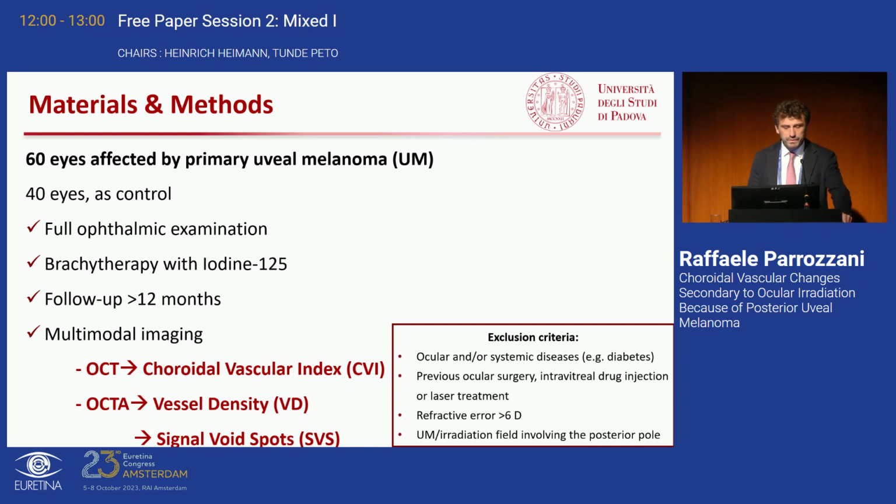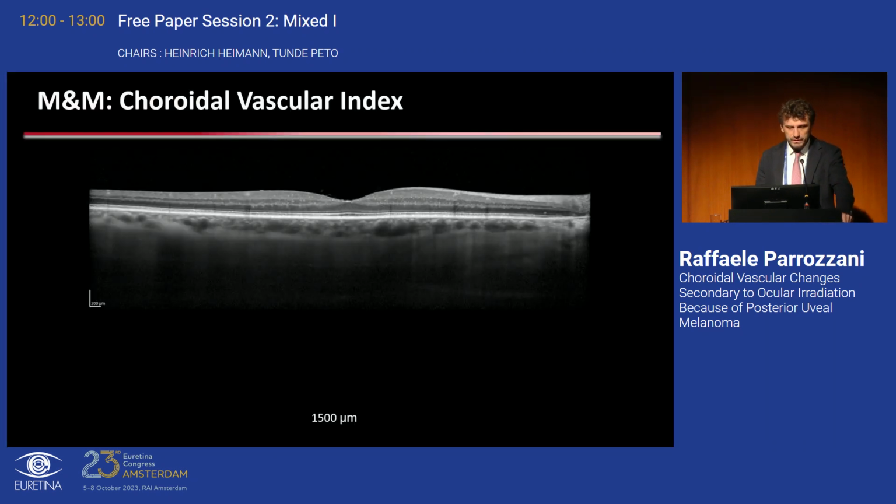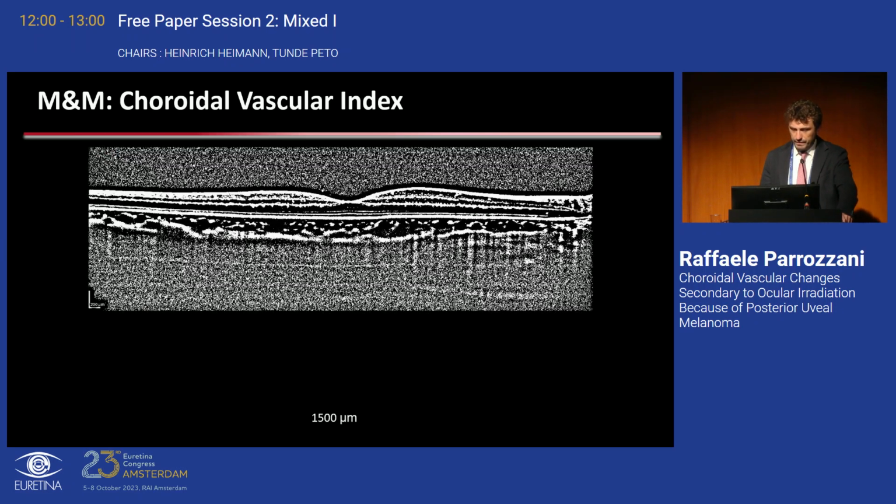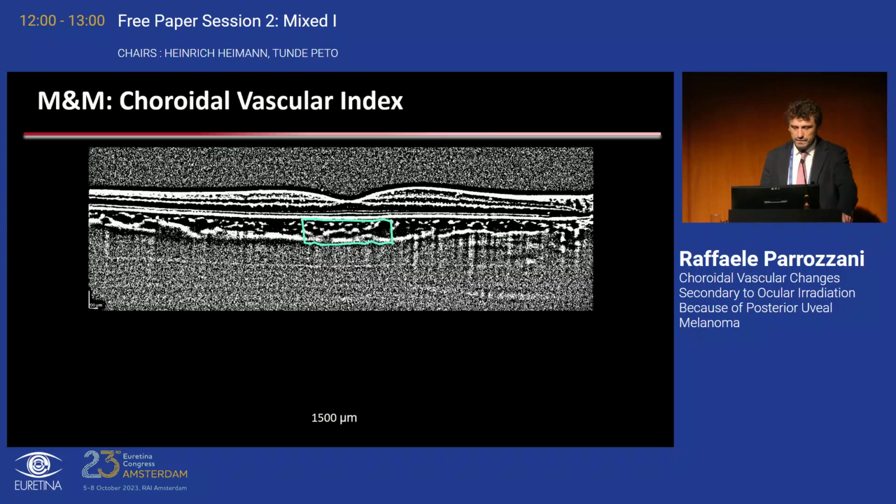Each patient underwent full ophthalmologic examination and brachytherapy with iodine-125. Patients were followed for more than 12 months, and each underwent multimodal imaging during follow-up every 3 months, composed of OCT and OCT angiography. We looked at the choroidal vascular index. You take a single OCT scan of the fovea, you binarize the image, and then you select 1,050 microns of the choroid under the fovea.